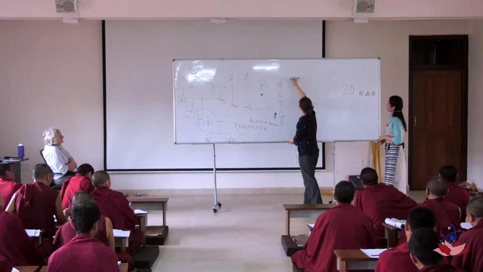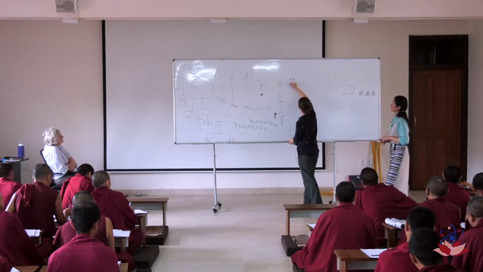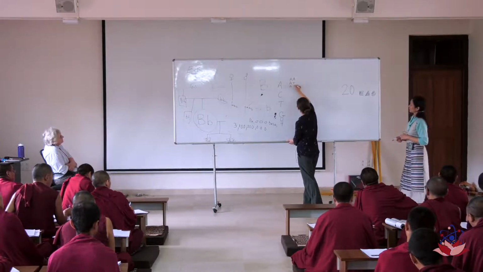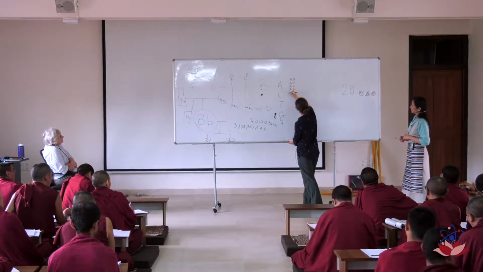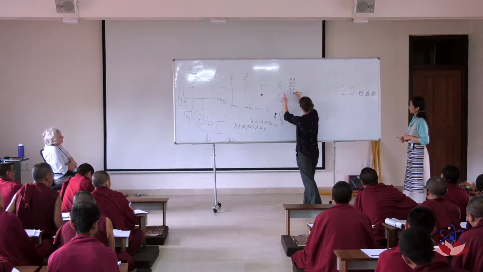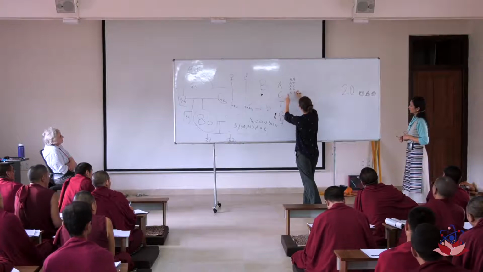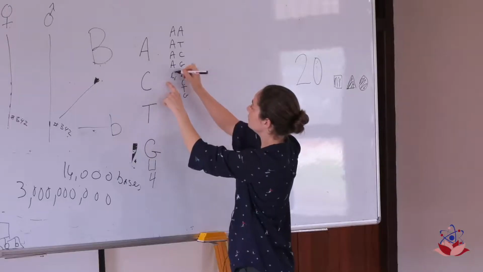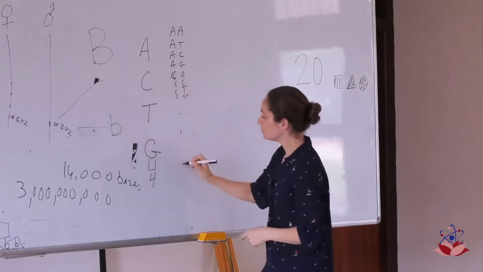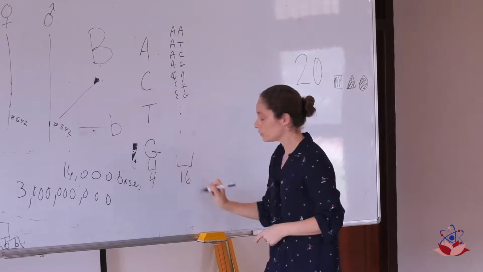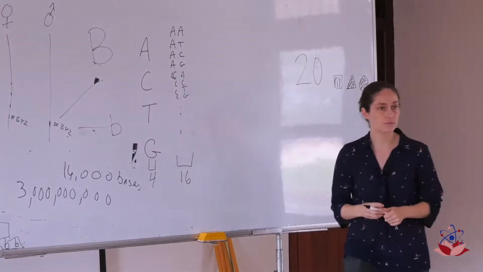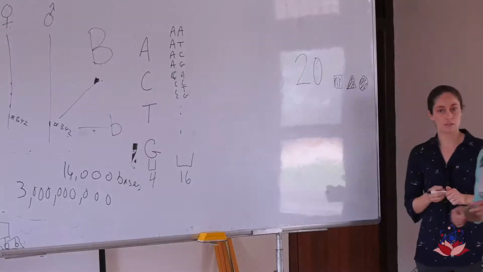If we use two bases, right, we could make 16 different amino acids.